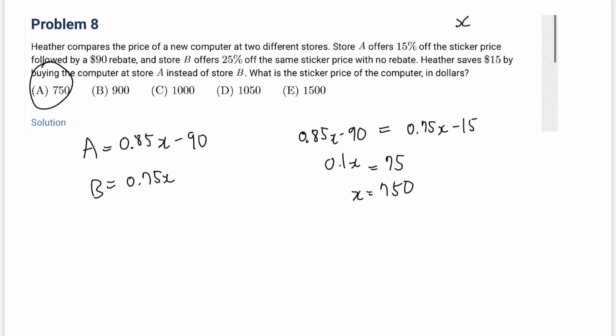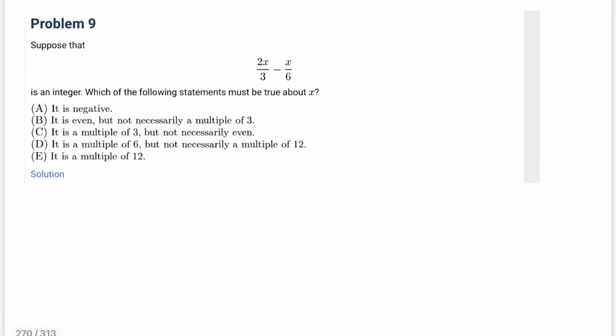The answer is A. Number 9, suppose that 2x over 3 minus 6 over x is an integer. Okay, so this is 4x over 6 minus x over 6, which is x over 2. So which of the following statements must be true about x? Then, if this is an integer, then x must be even, but there are no other conditions. So it's even but not necessarily a multiple of 3, so it's B.